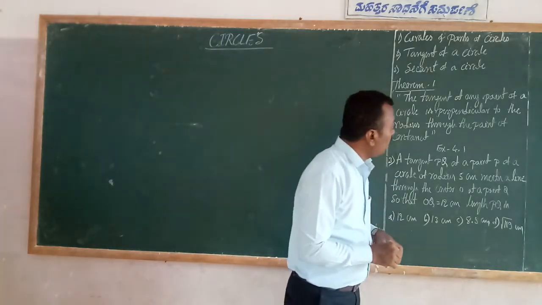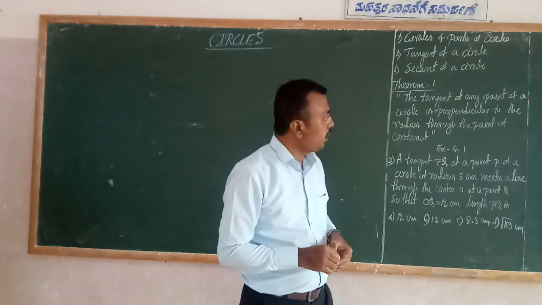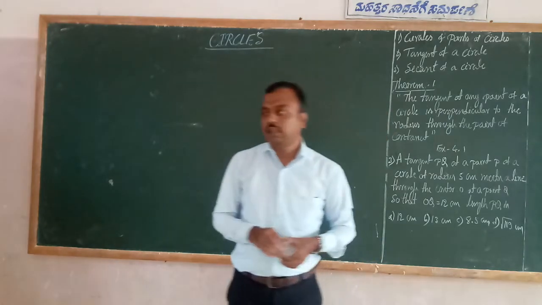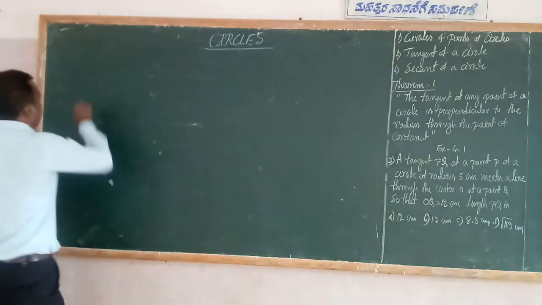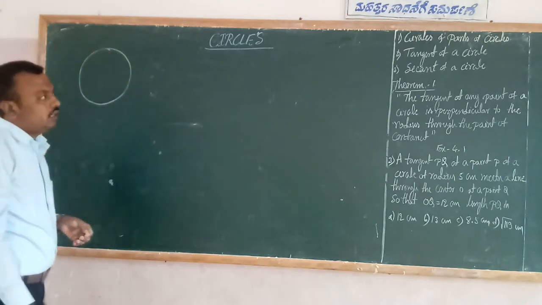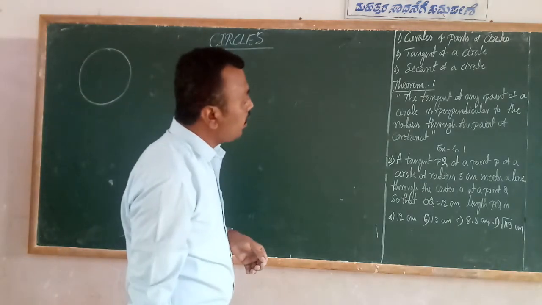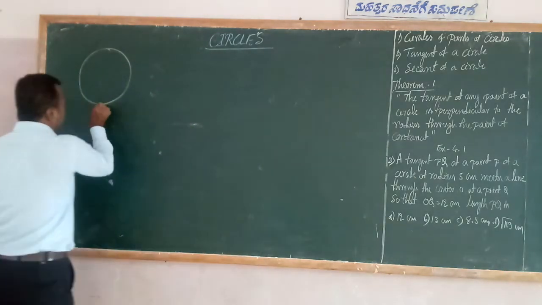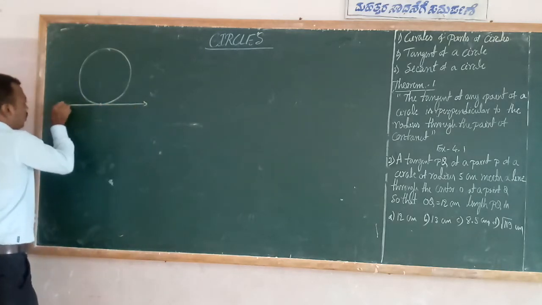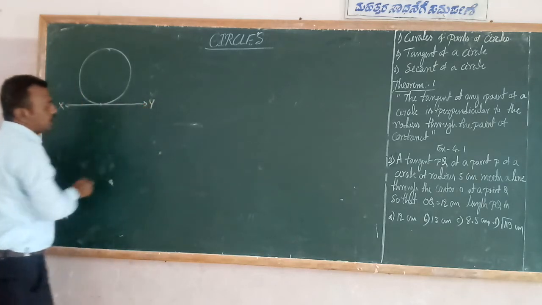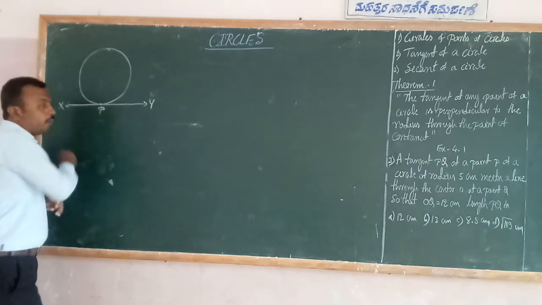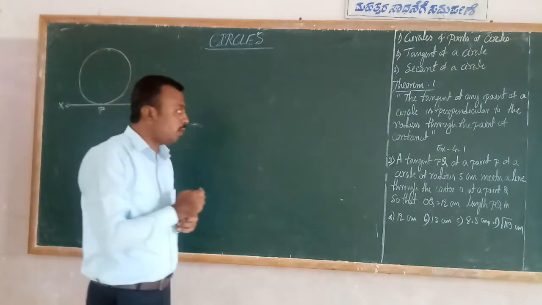The tangent at any point of a circle is perpendicular to the radius through the point of contact. See what the meaning of this statement is. First of all, I will draw a circle. In that circle, the tangent at any point of a circle. Let us draw a tangent to the circle from any point. I will draw here. So this is x, this is y. I will take XY as a tangent of a circle, and P is a point of contact. Okay, P is a point of contact.